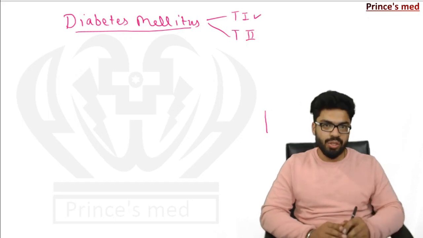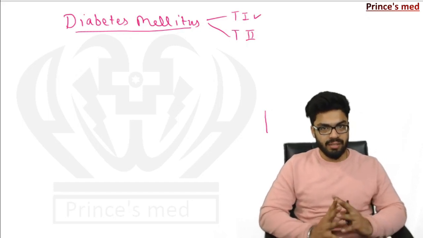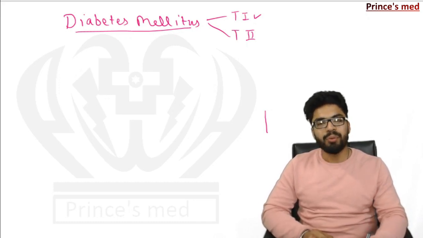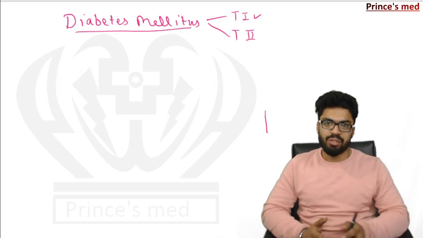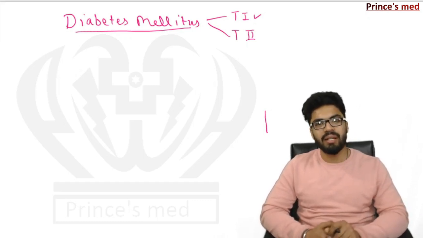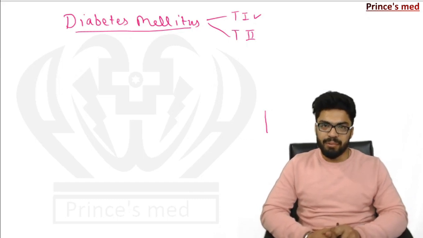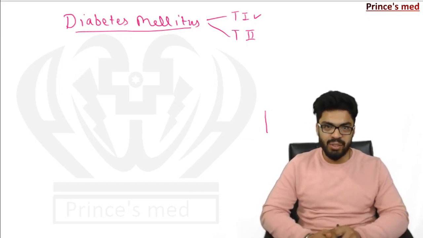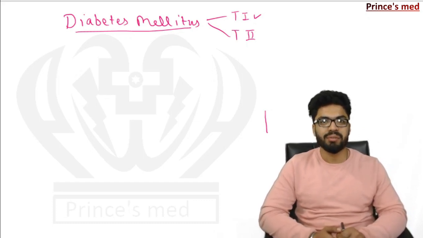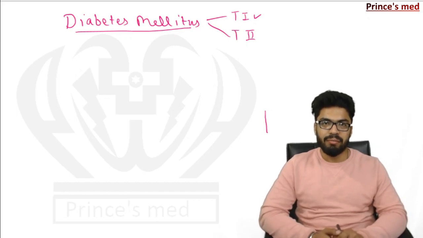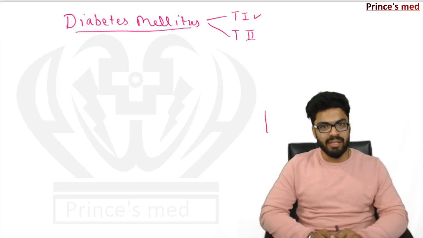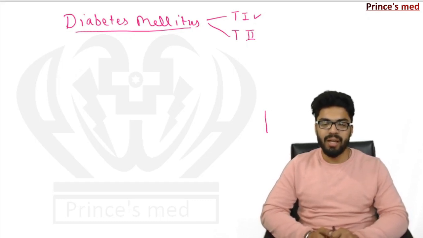In type 1, exhaustion of beta cells of the pancreas takes place, which leads to insulinopenia. And in type 2 we have exhaustion of receptors of insulin, or resistance to insulin takes place. In type 2, first we have an increase in insulin, and later on, as beta cell destruction takes place due to hyperglycemia, burnout of beta cells occurs, and the destruction of beta cells leads to insulinopenia later on.